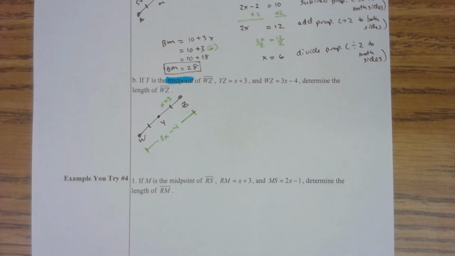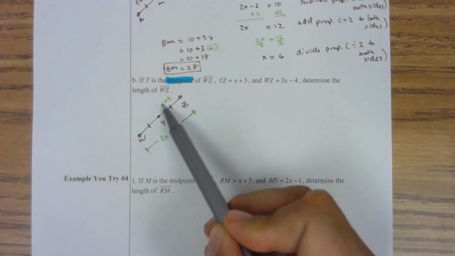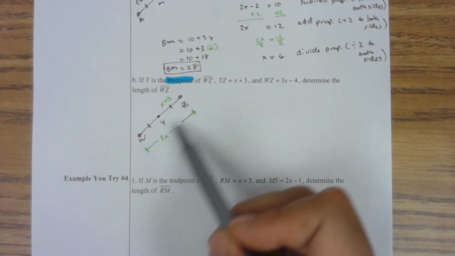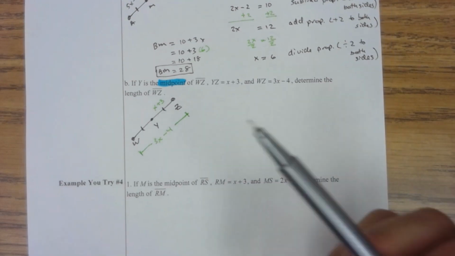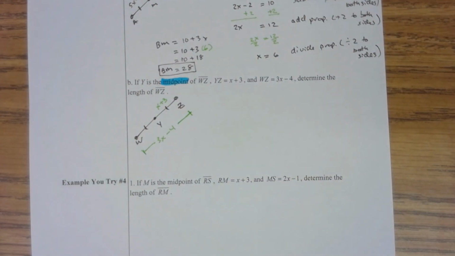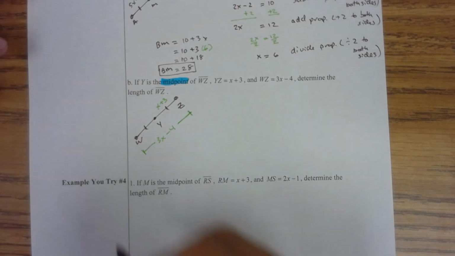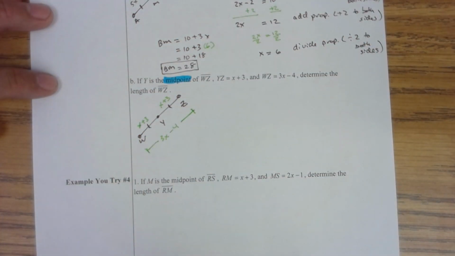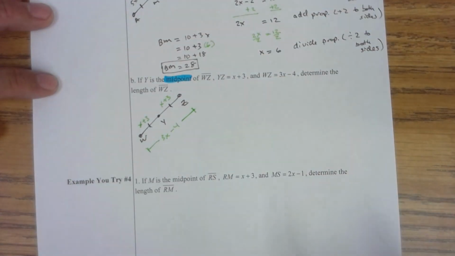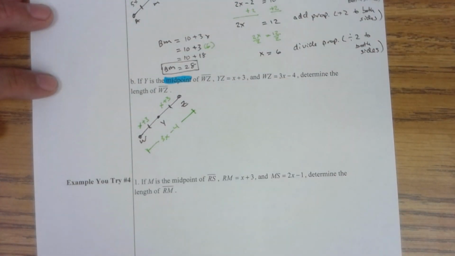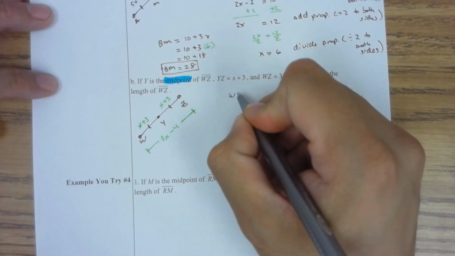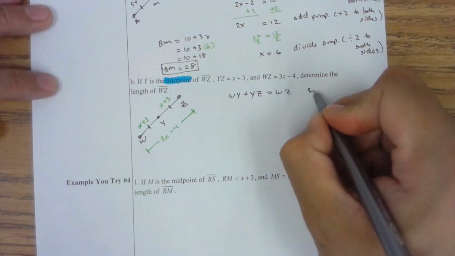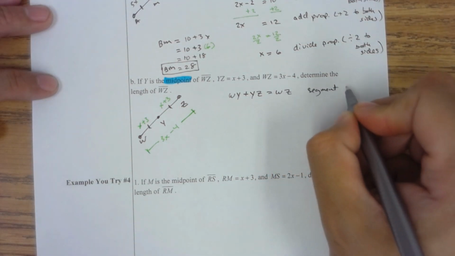And it looks like the problem is a little bit different. We don't have anything here, so we cannot set these two equal. It doesn't help. But we know the whole thing here is 3x minus 4. We know these two are the same, so let's go ahead and make that part also x plus 3. We cannot set it equal because we're not going to solve it. What we can do is the segment addition postulate. So WY plus YZ equals WZ.